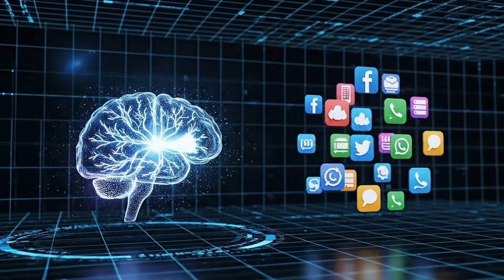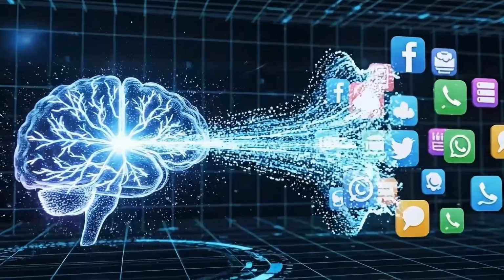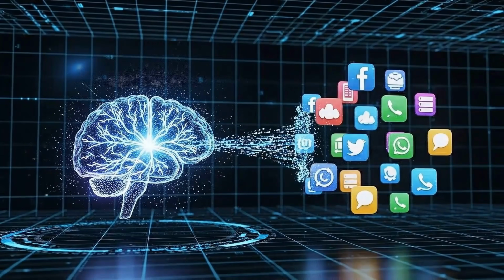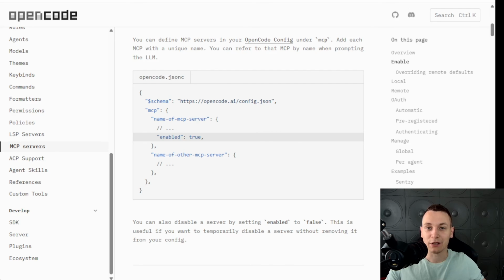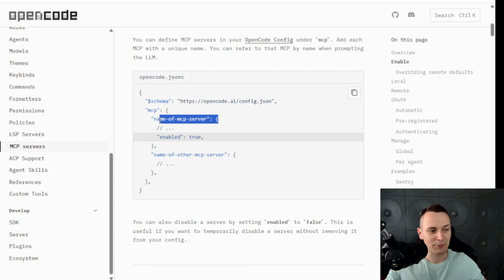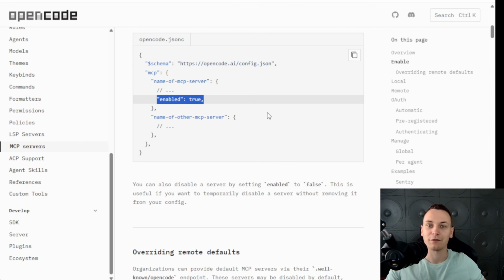MCP allows OpenCode to extend its functionality by connecting with outside tools like live documentation, a database, or a browser. A typical configuration will have MCP as a top-level object, followed by the name of the server. Inside that server, there'll be some connection settings on how to access it, as well as a flag to enable and disable. This is quite useful because it allows you to enable or disable a server temporarily without removing it from the configuration.